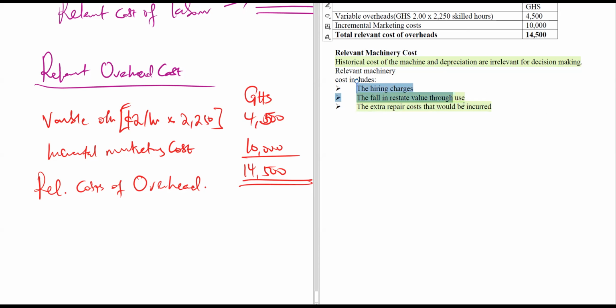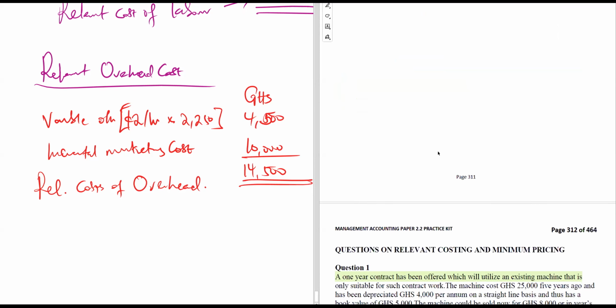So when it comes to machine, these are the costs of relevance, or the relevant cost. The hiring charges, if the machine has to be purchased for the first time, all in restate value, then the extra repair costs or maintenance costs to run the machine under that project. Makes sense? So based on the same decision we took, right?